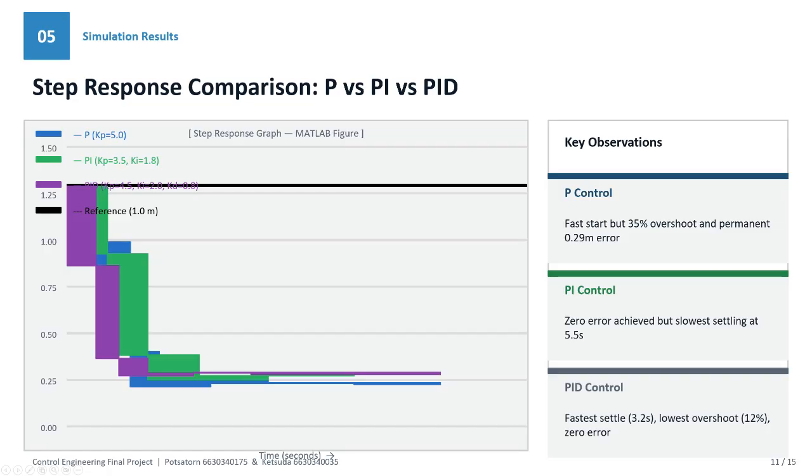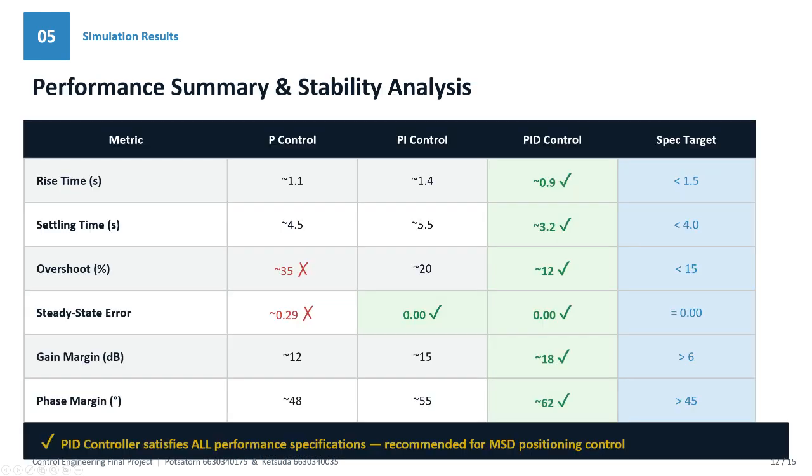The core of our project was finding the right balance between speed and precision, looking at our performance comparison. First, our proportional P controller proved that increasing gain can speed up the response, but it could not eliminate the steady state error of 0.29 meters because our plant is a type 0 system. Next, the PI controller successfully removed the error through its integral action, but it made the system significantly slower with a settling time of 5.5 seconds.